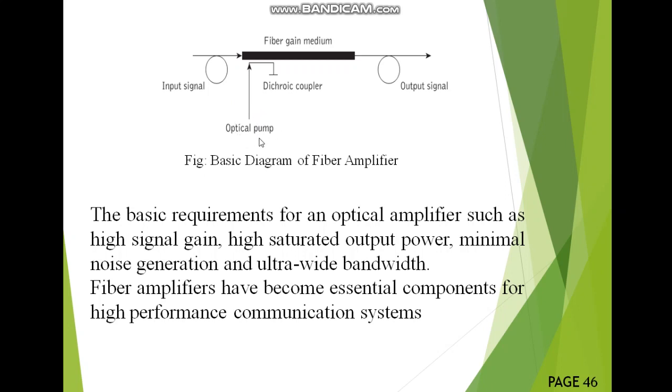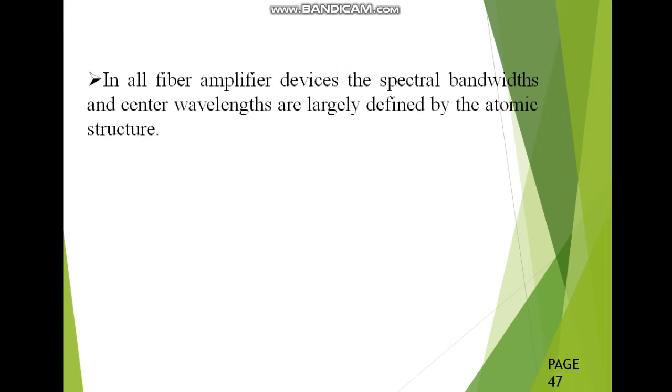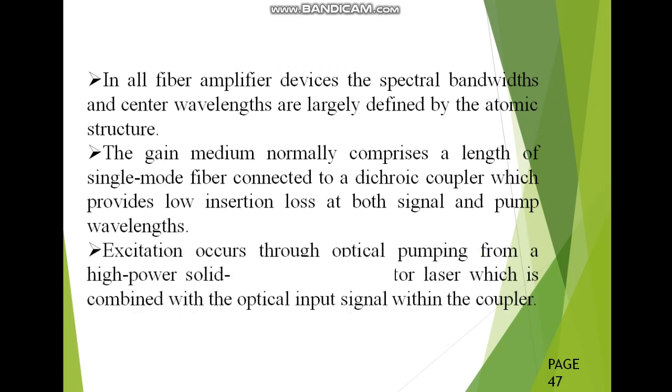Why is this pumping used? Because here the emission process will start, because we have to amplify the weak signals. So we are giving some external excitation to the fiber. Excitation occurs through optical pumping from a high power solid state or semiconductor laser, which is combined with the optical signal within the coupler. So these are the significance of the basic diagram of a fiber amplifier.